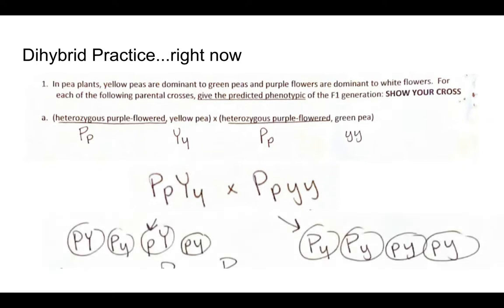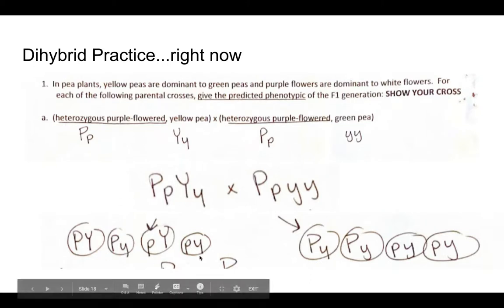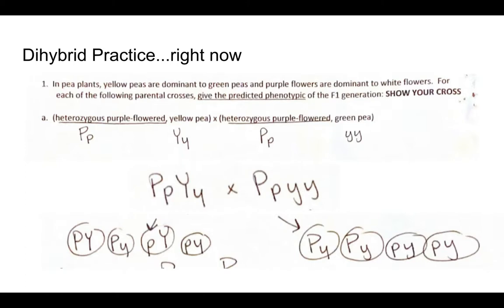If you're back, let's see if you got these gametes correct. So here are all of the gametes that this parent can create. And here are the gametes that this parent can create. So once you have established your gametes, now we can actually cross them.